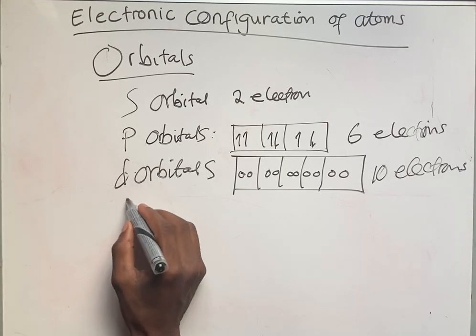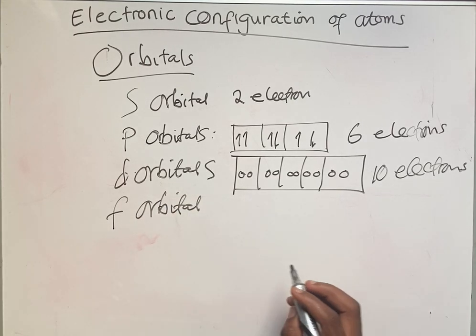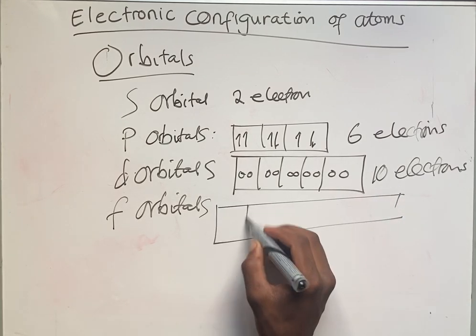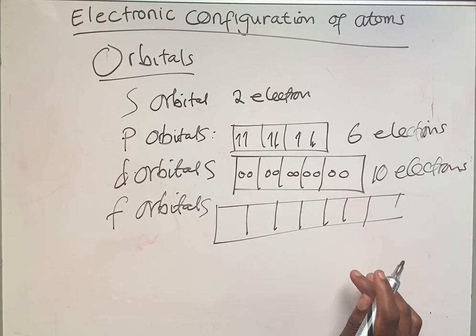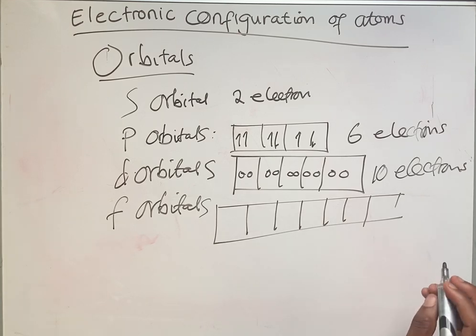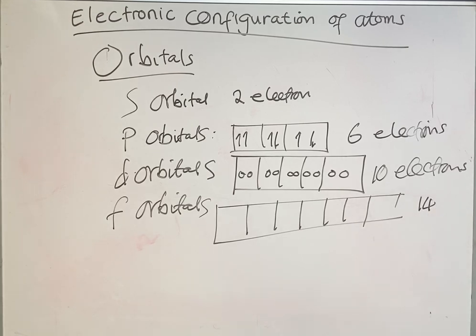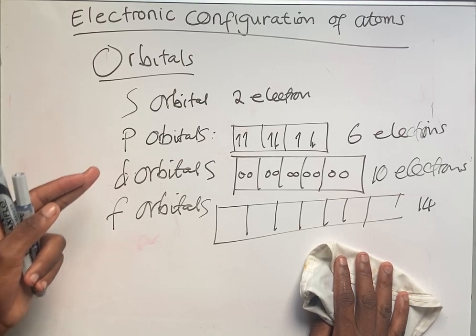Then the last one, which is the f orbital. The f orbital has 7 suborbitals. These 7 suborbitals each contain 2 electrons, which gives it the ability to accommodate 14 electrons. So the f orbital can accommodate 14 electrons.